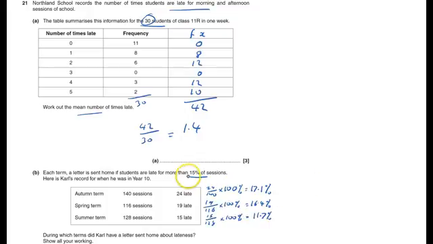And a letter's going to go if they're late for more than 15%. That's more than 15%. That's more than 15%. That's not. So the answer will be autumn and spring. That's one way of doing it.